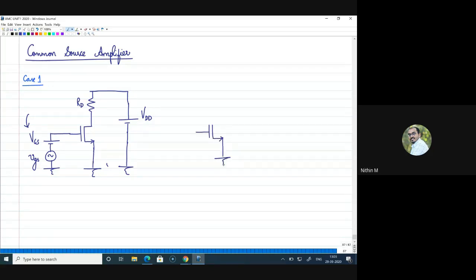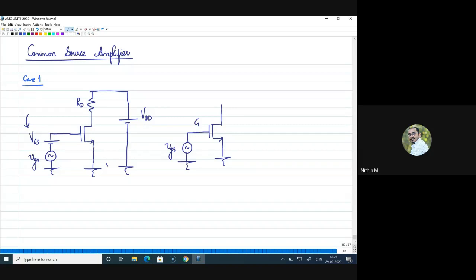How will I redraw? I will retain this as source, this as drain, and this as gate. I'll assume that the DC voltage is already there, so only on a DC will the AC work. For that understanding, I will not mark the DC explicitly, but that doesn't mean this will work without a DC. DC should be there, and it is there.